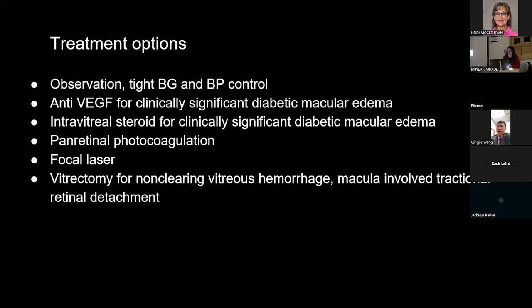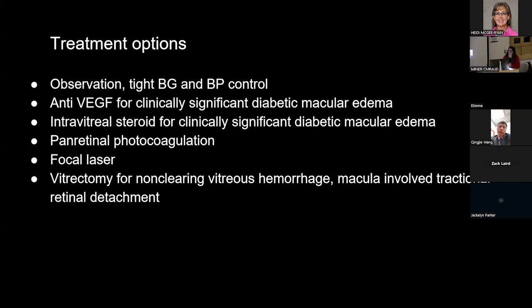Focal laser is still being used. It's a really good modality to treat a patient with macular edema. I think before anti-VEGF was available, focal laser was the way to go for the most part, but nowadays it's still being offered here and there, though mostly replaced by anti-VEGF injection.